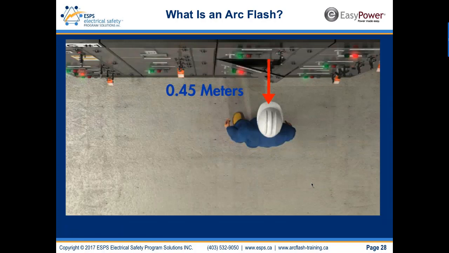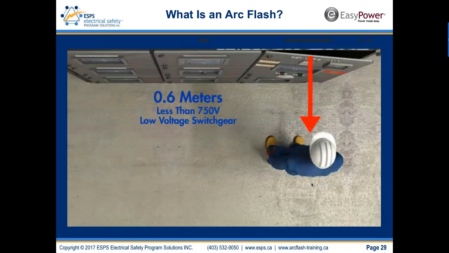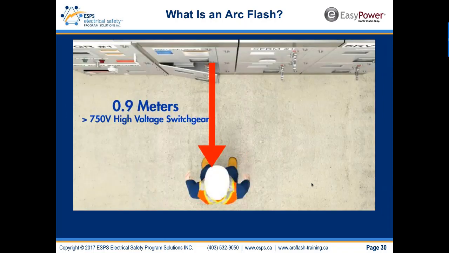So this is the working distance. That's part of the calculations. You'll be very familiar with this. So for low voltage equipment, the working distance is 0.45 meters. For medium voltage switchgear, it's 0.6 meters. And for high voltage switchgear or MCCs, it's 0.9 meters. And those are the default working distances in the IEEE 1584 standard.